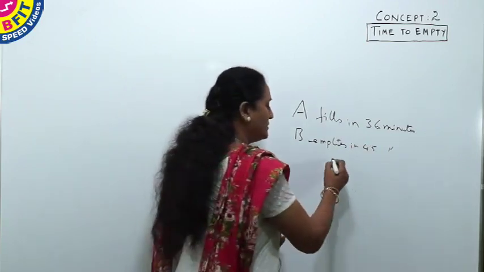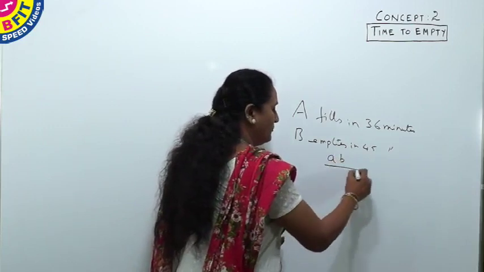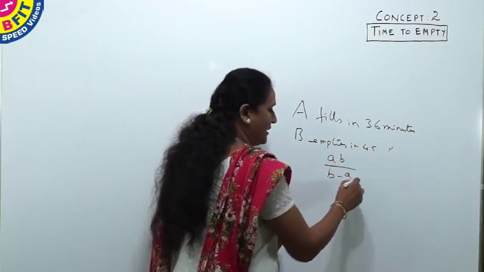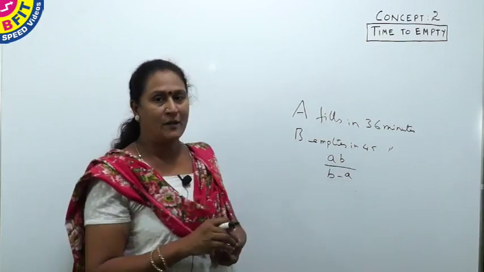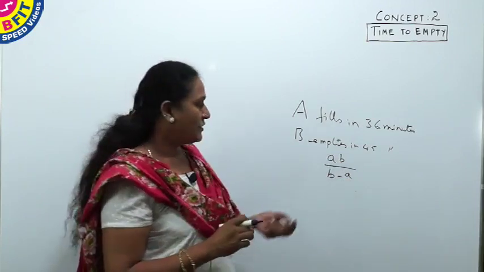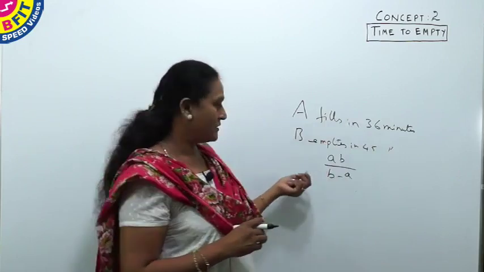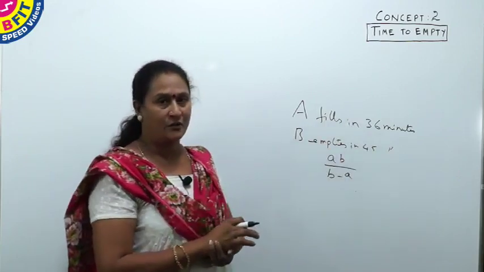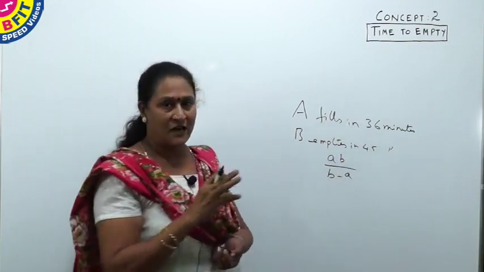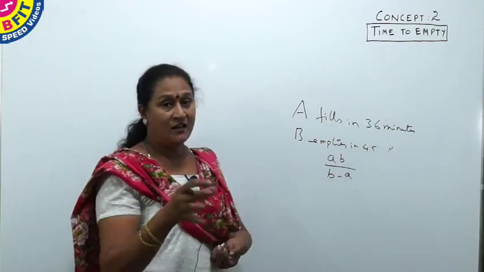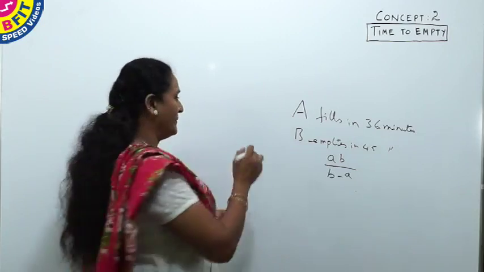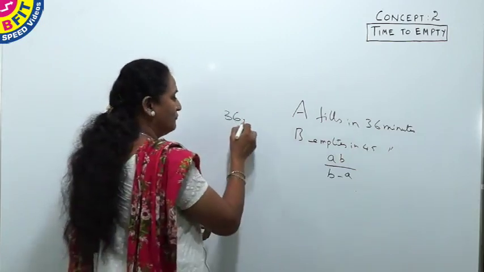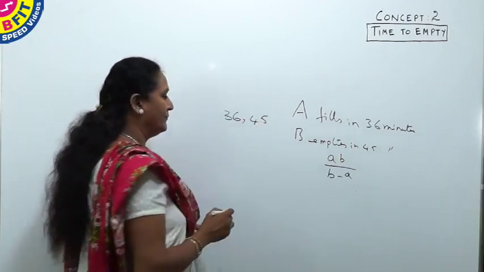So now we can use this AB by here B minus A, emptying minus filling for time taken by the taps to fill or empty. Here it will be filled. So now we can use for A 36 and for B 45 and work out. But instead of taking these values as such, we can find the ratios where we can simplify the workings first itself. So here time taken is 36 and 45.